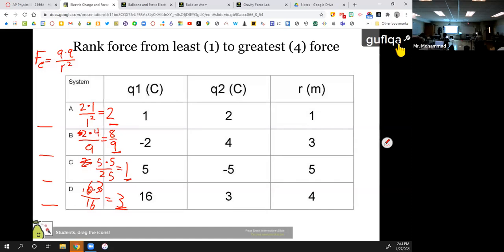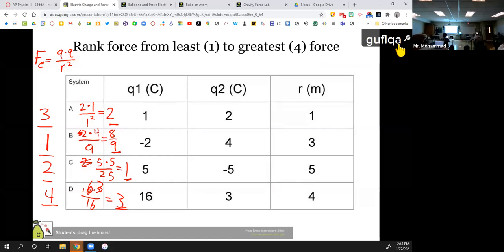So in terms of the rankings, just plugging in the numbers and then looking at the math, the smallest number I got was an 8/9 for letter B. Next one, letter C ended up being exactly 1. That'd be 2. This first one here ended up getting a 2, and then letter D ended up with a 3. So that'd be 4. So the biggest one.